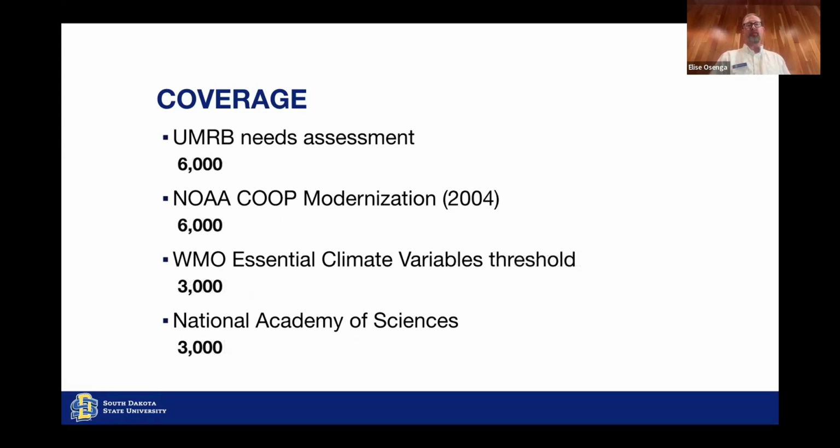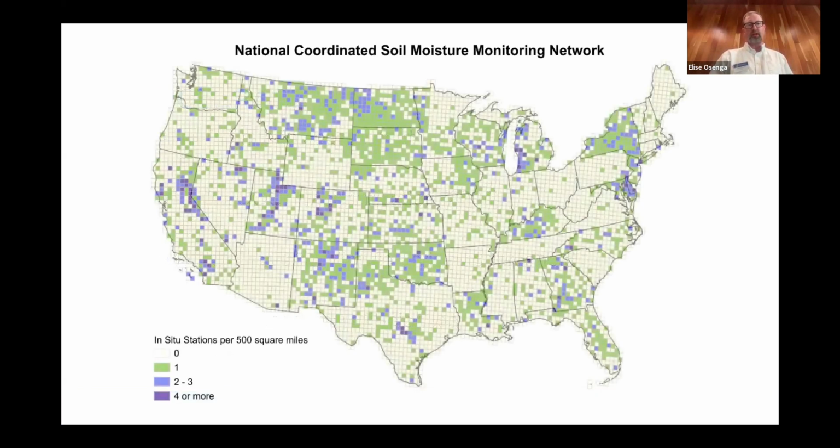What does that work out to in terms of how many we'd need to cover CONUS? About 6,000 or 3,000, depending on which standard you're looking at. What does that look like for what we've got right now? Well, using the 1 per 500 square miles, so if you put 1 every 500 square miles, like the NOAA co-op modernization or the UMRB, this is what CONUS currently looks like. If you're going for the other two standards, it would basically be checkerboarded. If this map was checkerboarded, it would be complete coverage.